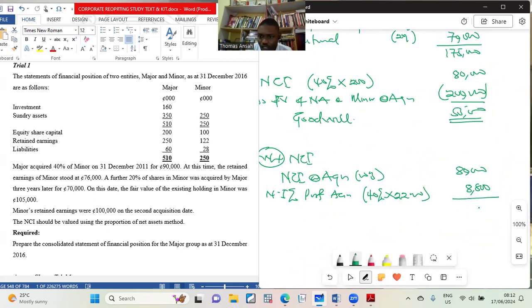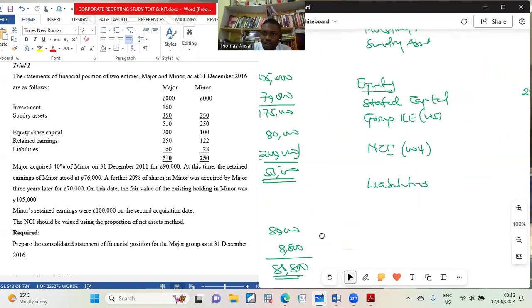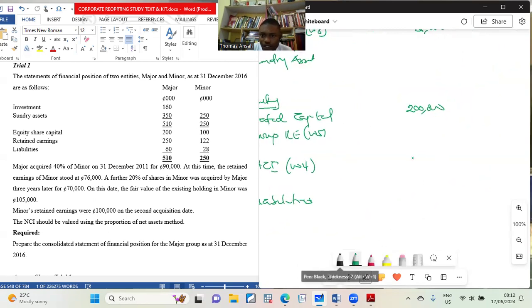So that is 88,800. So we have our NCI. Don't waste time. Go and slot it inside here as 88,800. All right, so that is that. Let's do our workings 5 and bring.